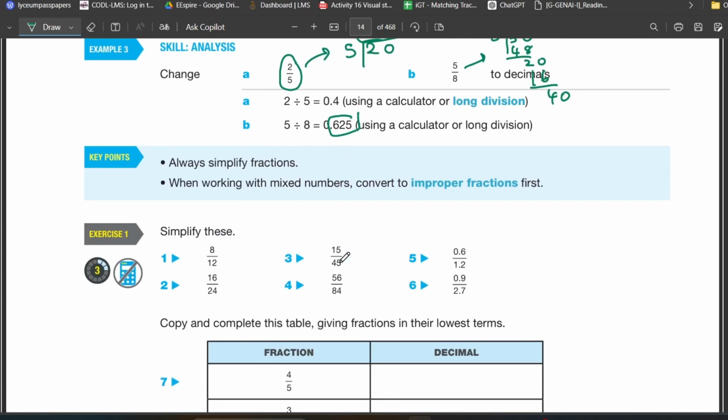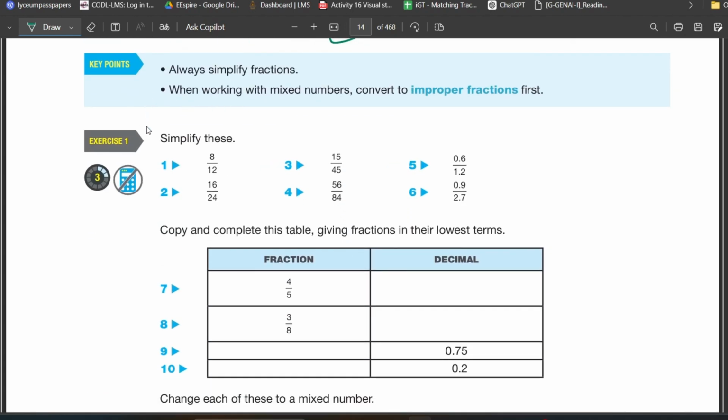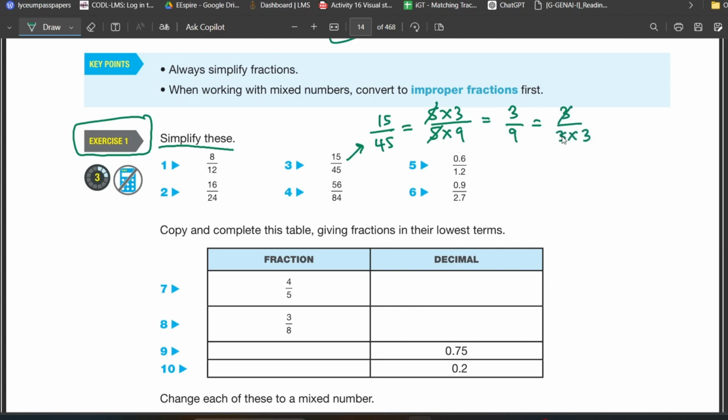Okay, so I think you can check this exercise also. It contains similar questions. So you have to first simplify this. I'll do one or two. So if I take this 15 over 45, you can get the common factors. 5 times 3, 5 times 9. And these two cancel out and we can further simplify. This can be written as 3 times 3. So this is equal to 1 over 3.